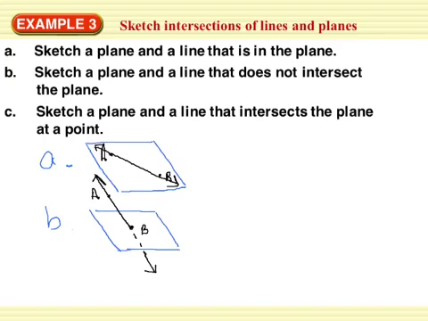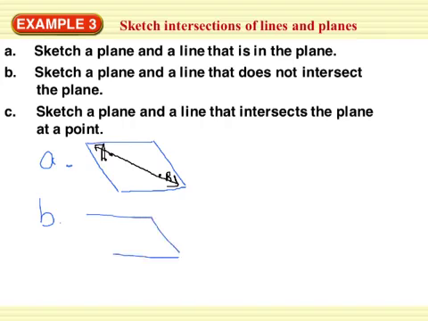Part C. Sketch a plane and a line that intersects the plane at a point. Sketch a plane. Oh, silly me. Okay, pause, rewind. Let's erase B. I have made a mistake. I did not read the instructions clearly. Okay, B is sketch a plane and a line that does not intersect the plane at all.